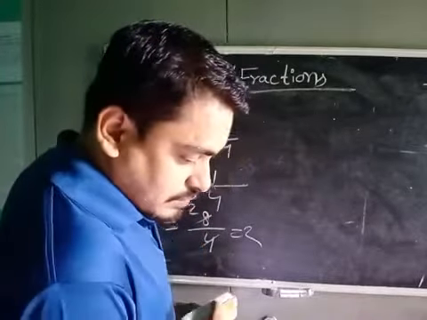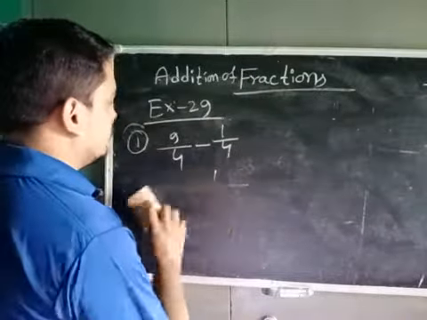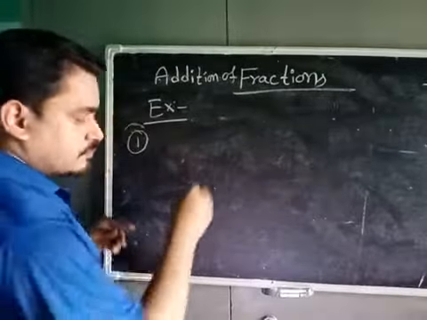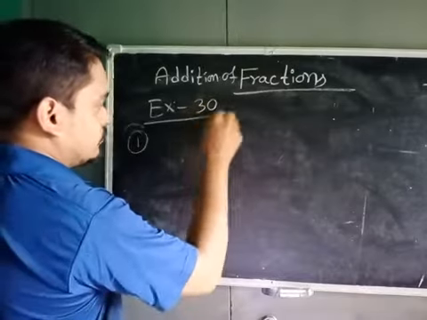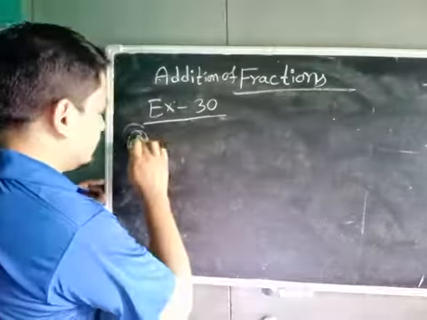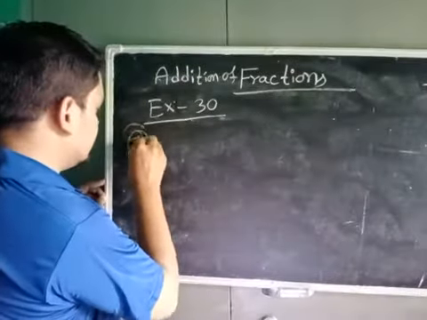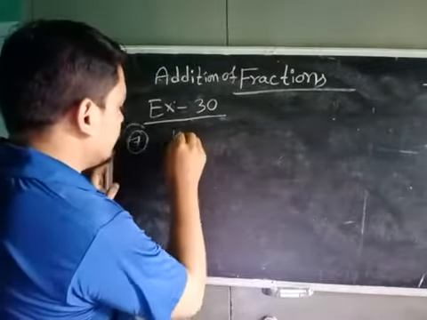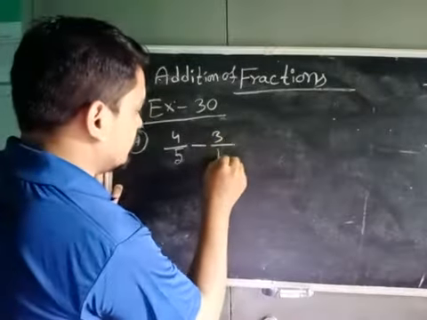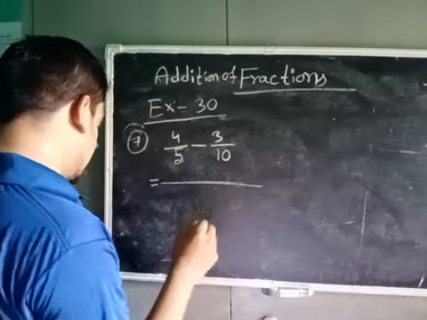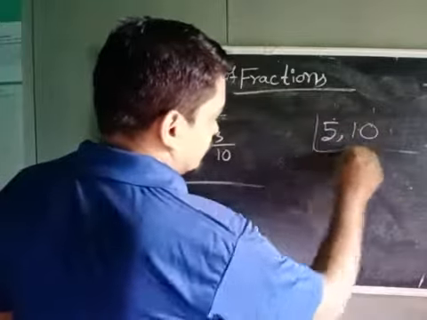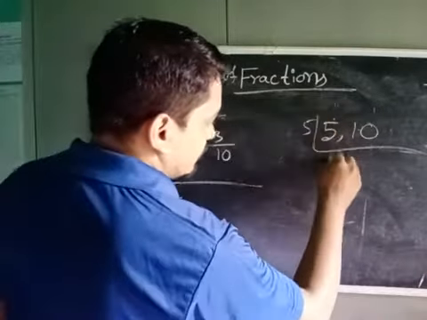Let me solve one question from exercise 30. Question number 7. 4 by 5 minus 3 by 10. Okay, so you see, these are not like fractions, so we have to find out the LCM. So 5 and 10 we have. So what to do? By 5 we can divide. 5 1 is 5, 5 2 is 10.